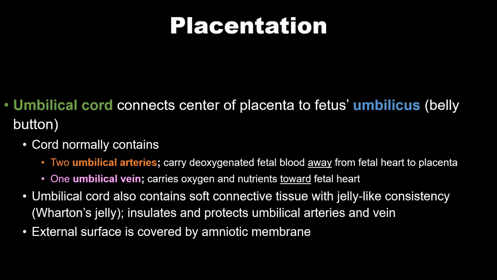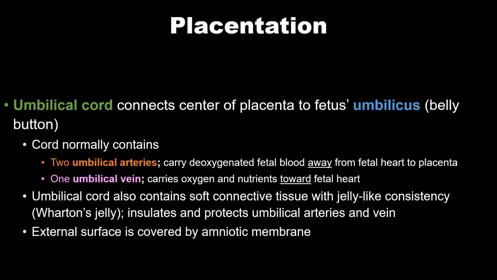Now, the umbilical cord is what's going to connect the center of the placenta to the fetus's umbilicus, or belly button. And this cord normally contains two umbilical arteries that carry deoxygenated fetal blood away from the fetal heart to the placenta, and one umbilical vein that carries oxygen and nutrients toward the fetal heart. So these are kind of like pulmonary veins and arteries, where arteries go away from the heart, veins go toward the heart, and so these veins carry the oxygenated blood and the arteries carry the deoxygenated blood.